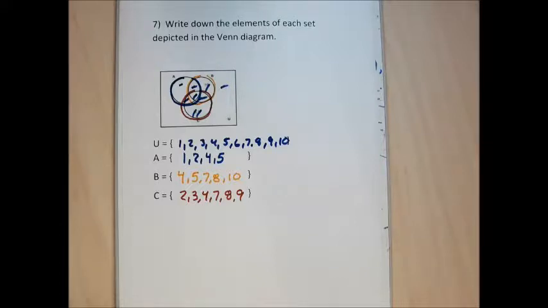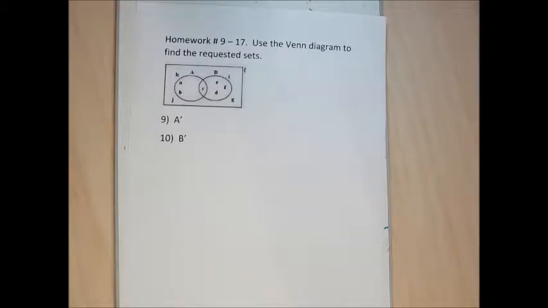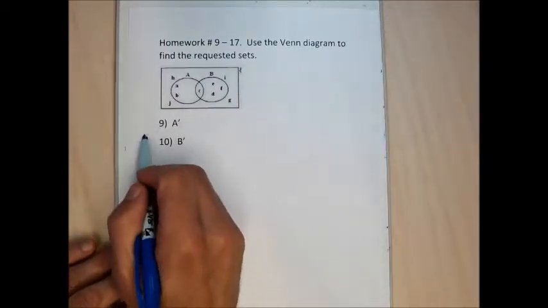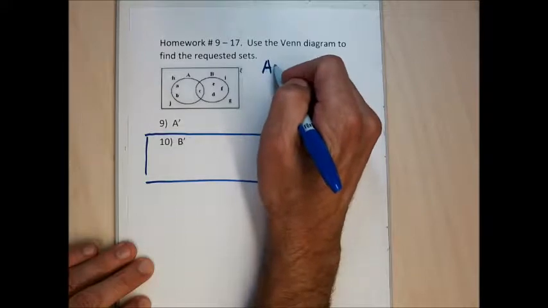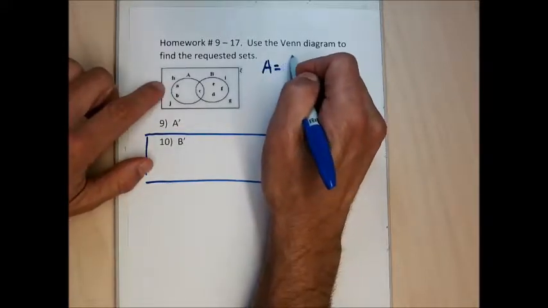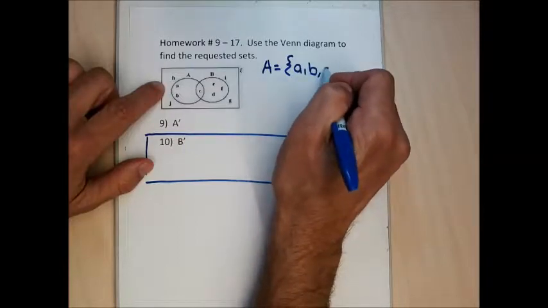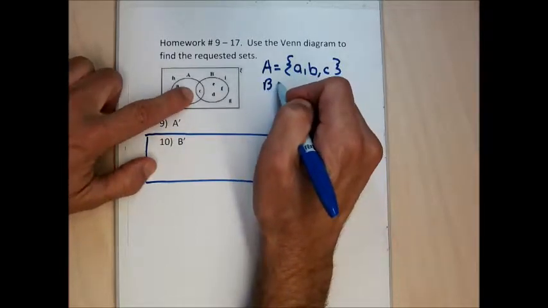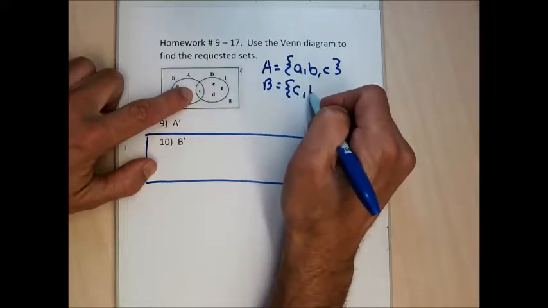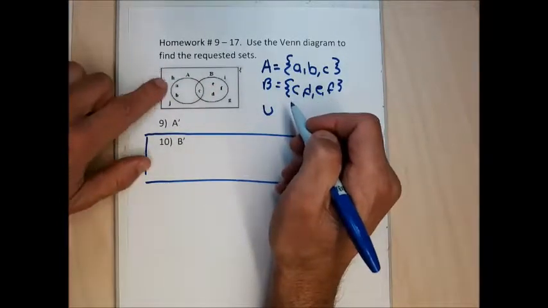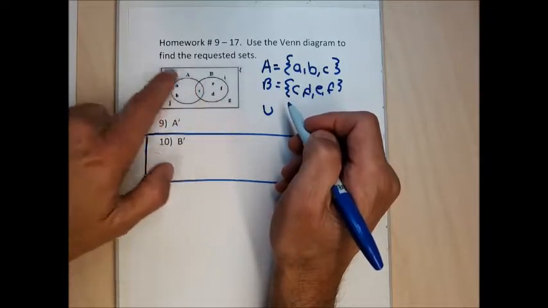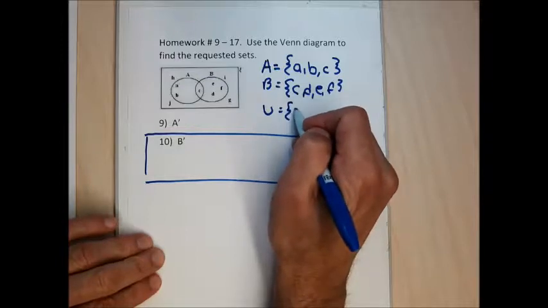Okay, now we're going to do intersections, union, and complement problems with Venn diagrams. And probably the easiest way to do these is just to create the sets that we need. So if I'm going to do problem 10 with this Venn diagram to figure out what B complement is, it would help me if I knew what all the sets were. Set A, I don't think I need here, but you'll need it for number 9, is a set containing A, B, and C. Set B is a set containing C, D, E, and F. And the universe is A, B, C, D, E, F, G, H, I, J. So all the way from A to J.